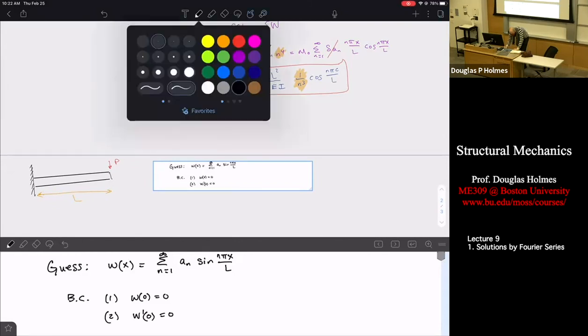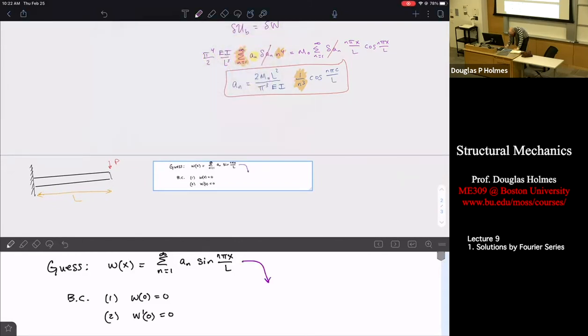So now we check. I need to know the first derivative of my function. We've already calculated this: w prime of x is equal to the sum from n equals 1 to infinity of a sub n, n pi over L times the cosine of n pi x over L.